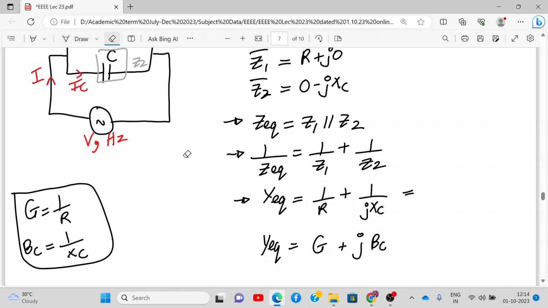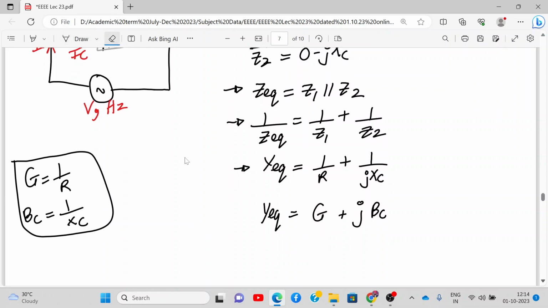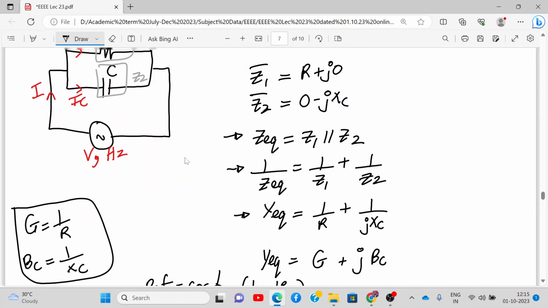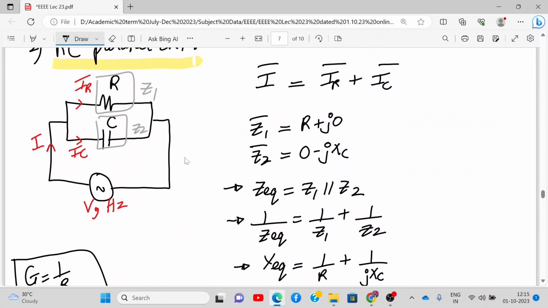Are you following? Here, what will be the power factor? The nature of the circuit is capacitive. The power factor will be leading. Now we have to draw the phasor diagram taking voltage as a reference.